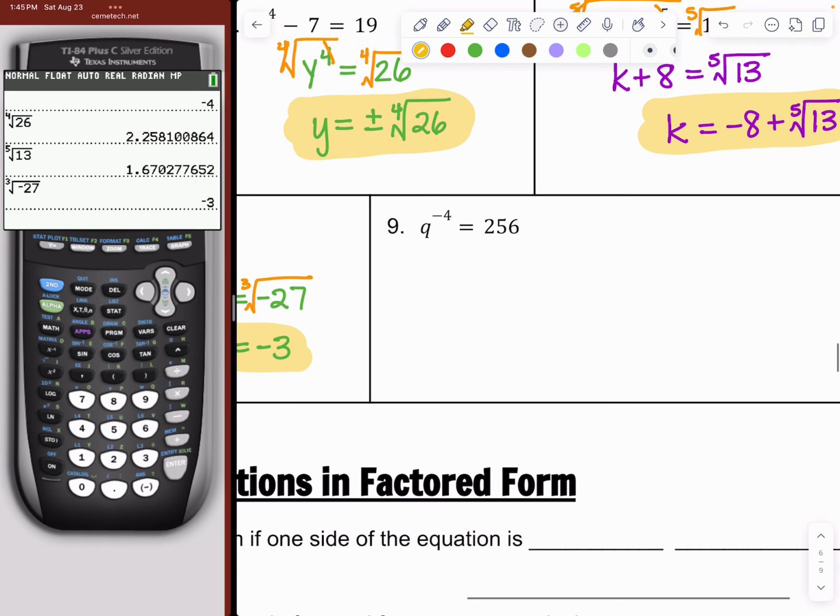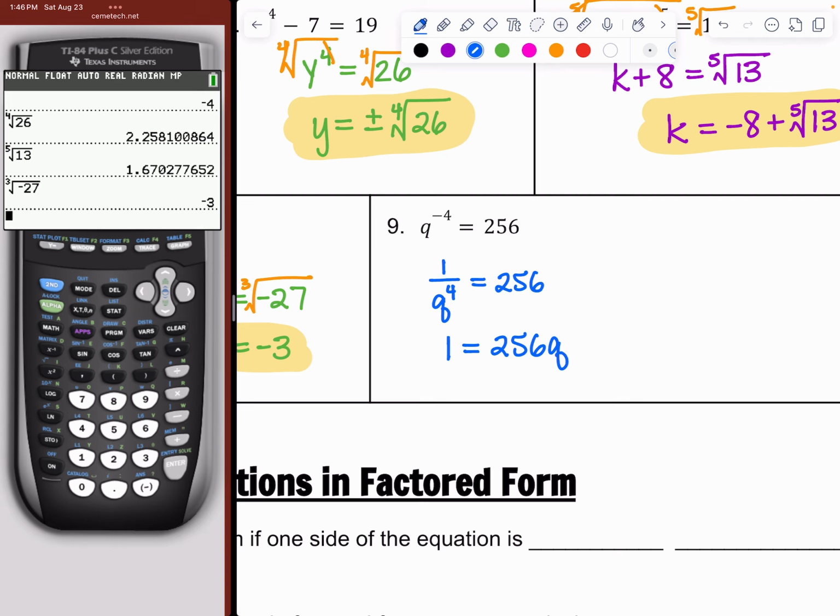And number 9, we will need to rewrite. That'll be 1 over q to the power 4 is equal to 256. And then we will multiply both sides by q to the 4. So that'll be 1 is equal to 256 times q to the fourth.